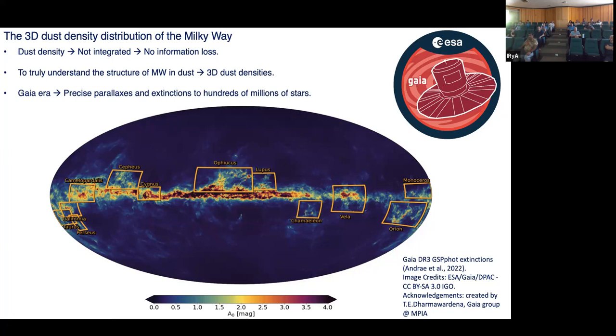And Gaia is basically what revolutionized this field because we now have information on 220 million sources-ish with extinction and parallaxes for a billion sources. So what we can do is, we have a distance to a star from the parallax, we have an extinction, we can then start looking at neighboring stars and start building what these clouds and the structure of the Milky Way look like.